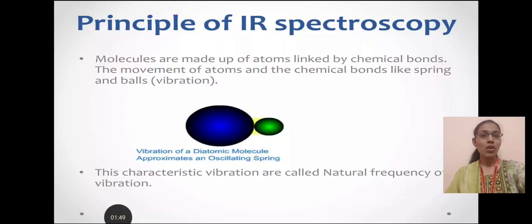Molecules are made up of atoms linked by chemical bonds. The movement of atoms and the chemical bonds is like springs and balls vibrating. This diagram represents the vibration of a diatomic molecule, which approximates an oscillating spring. These characteristic vibrations are called natural frequency vibrations. These are the principles of IR spectroscopy.